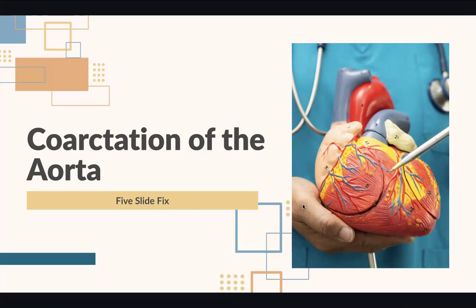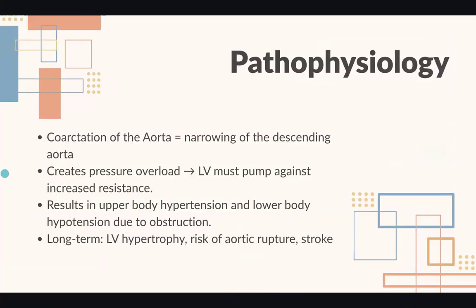We're going to get into the coarctation of the aorta. All right, so pathophys. It is the narrowing of the descending aorta. That narrowing is going to cause a pressure overload, which means that the left ventricle has to pump against an increased resistance. That obstruction is then how you get an upper body hypertension and lower body hypotension. Long term, it's going to lead to hypertrophy of that left ventricle, and in severe cases, we can actually end up with an aortic rupture or even a stroke.